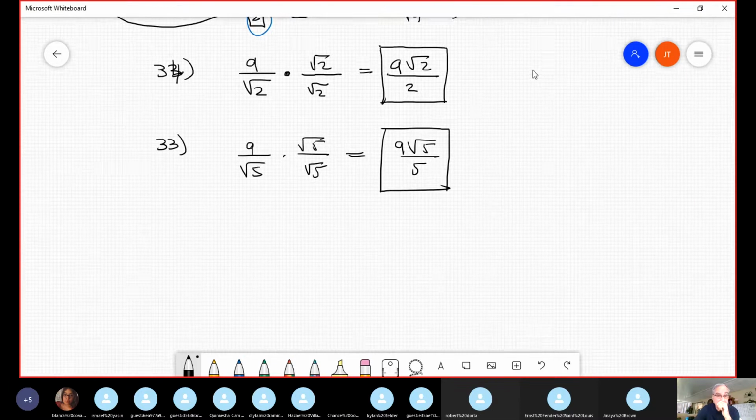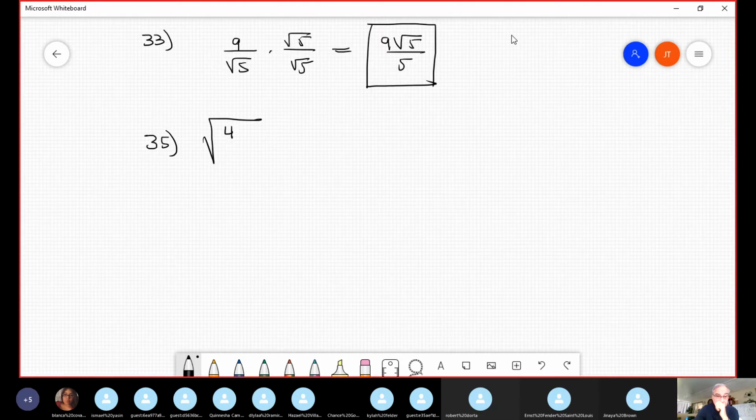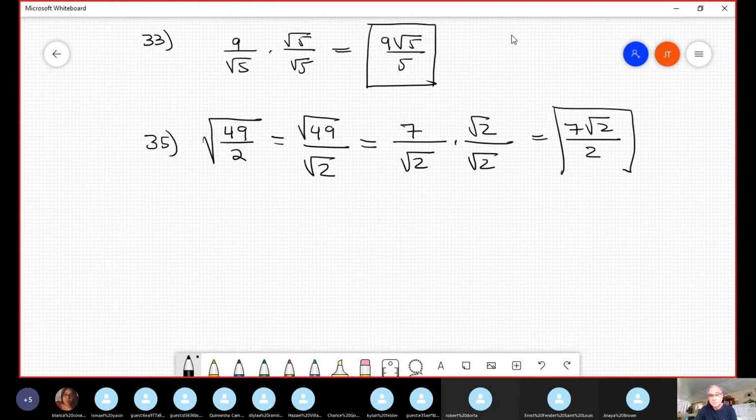35 is a little bit different. 35 is the square root of 49 over 2. It's a fraction. You separate it into square root of 49 and square root of 2. I know the square root of 49 is 7. Okay, this answer is correct, but it's not rationalized. In order to rationalize, you multiply by radical 2 over radical 2. So we have in the top 7 radical 2, in the bottom radical 2 times radical 2. Any question?